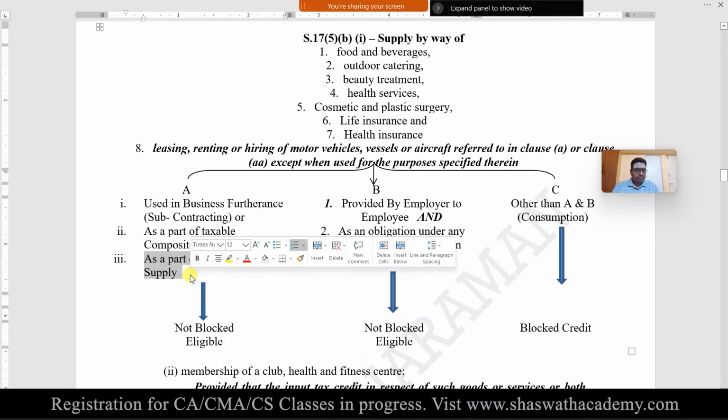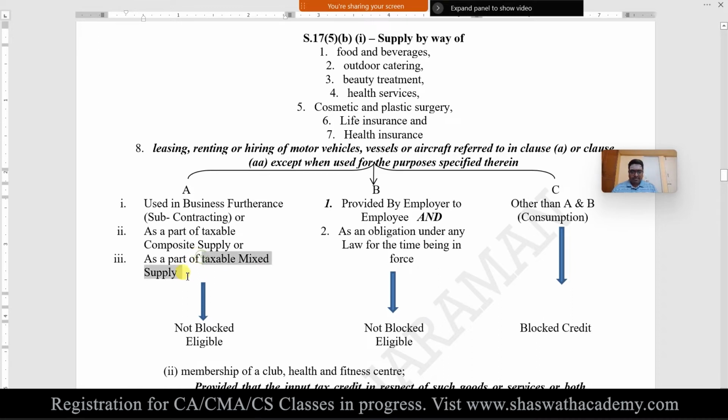Let's understand. For example, your classes sometimes, SIRC sometimes provides food for you. You are coming to SIRC for the ITT orientation program and GMCS. Are you coming there to eat food? No, right? You're going there to learn the content. But eventually you end up actually getting the food also. What is this, sir? Mixed supply. If that is a taxable mixed supply, then that is also not blocked. It is eligible.